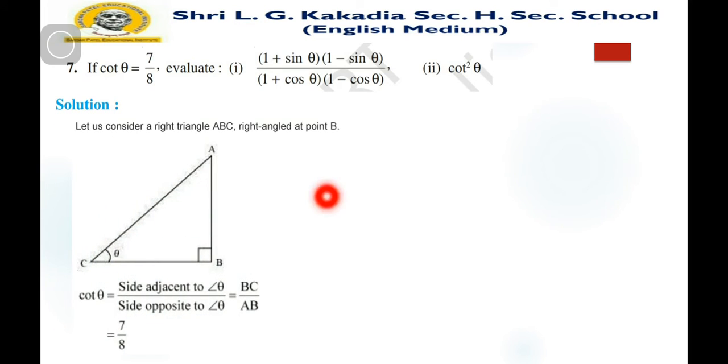Let us consider a right triangle ABC, right angle at B. Theta is denoted for any angle, so we denote theta here at C, the acute angle. From C, cot theta is equal to adjacent side upon opposite side, so BC upon AB is equal to 7 upon 8.